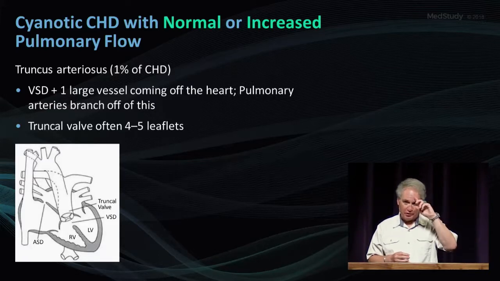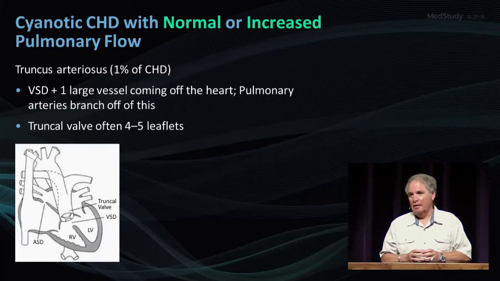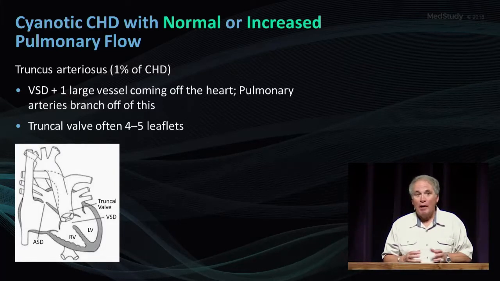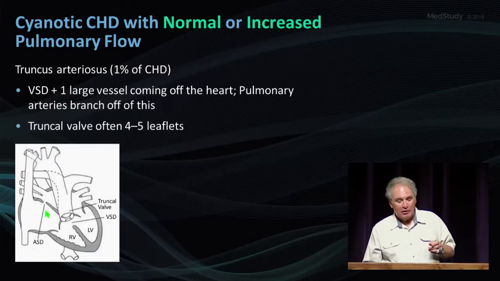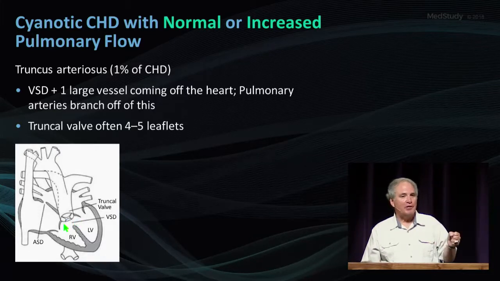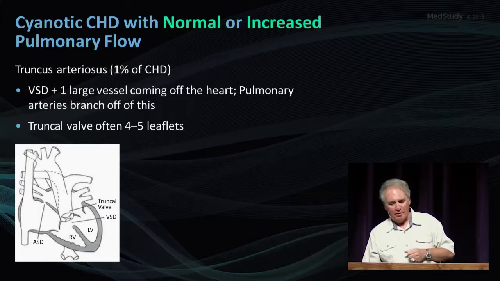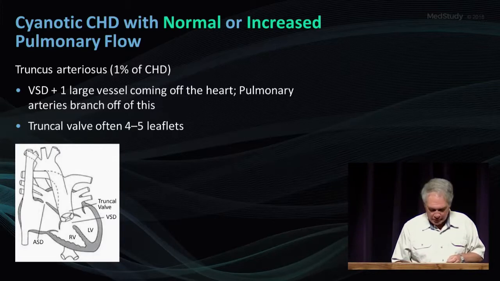Okay, continuing our discussion. Cyanotic heart disease with normal or increased blood flow. Truncus arteriosus, rare, but it's going to be on your exam. I'll tell you why in a second, okay? 1%. Truncus arteriosus consists of a ventricular septal defect right here. And instead of an aorta and a pulmonary artery coming off of the heart, you have one blood vessel, where is it? Right here, often with 4 or 5 leaflets that splits into an aorta, often right-sided, and a pulmonary artery. Okay, so this is the anatomy of truncus arteriosus.